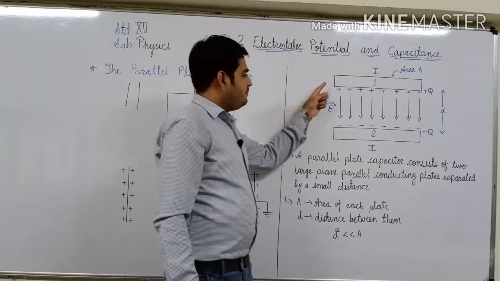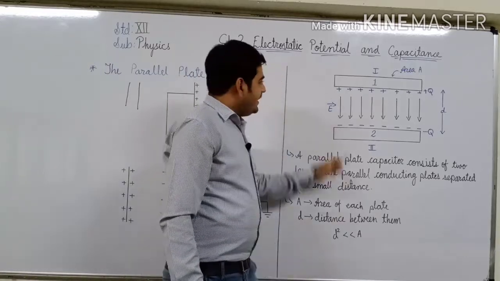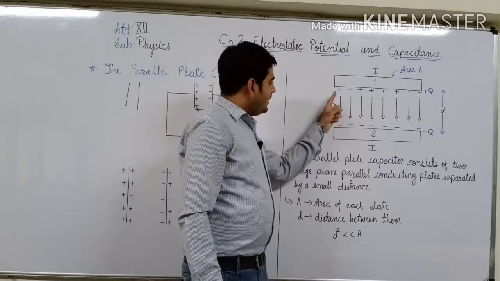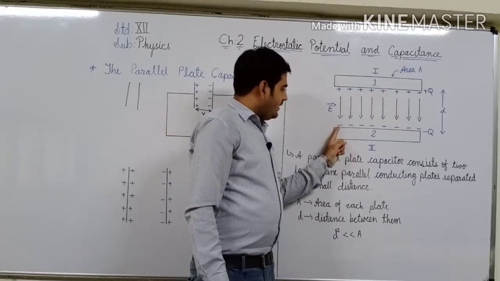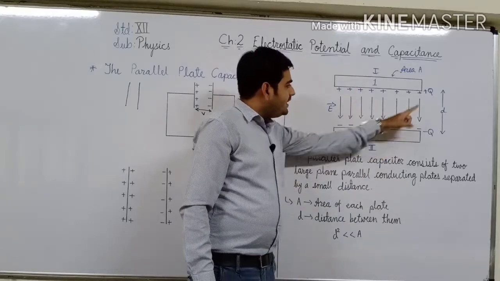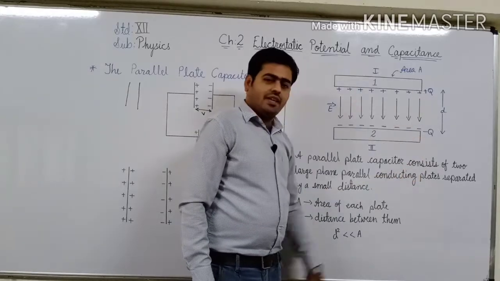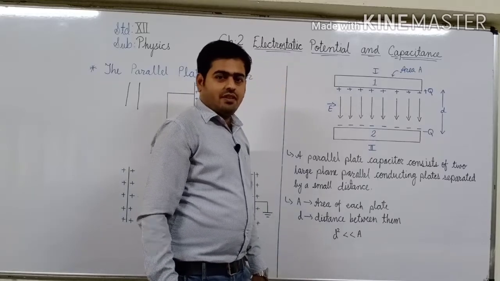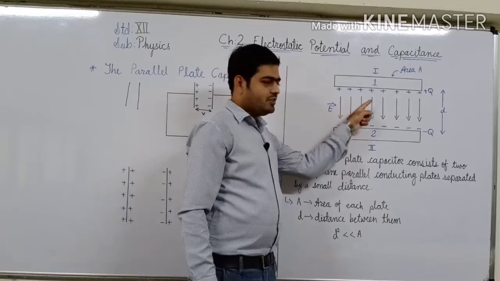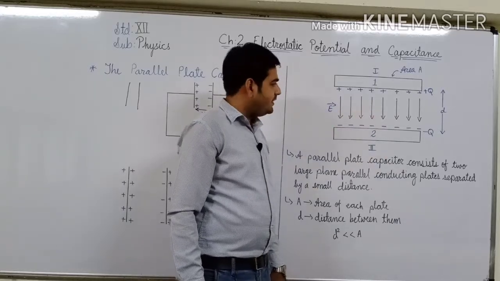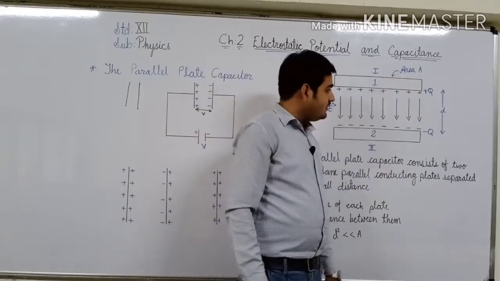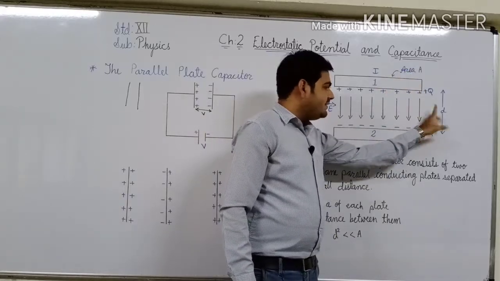Let us start the theory, parallel plate capacitor. Here I have shown two parallel plates, one that is positively charged and second that is negatively charged. Charge on first plate, that is plus Q, and charge on second plate, that is minus Q. We know that direction of electric field is from positive to negative. So here I have shown the direction of electric field. Area of the plate, that is A. Separation between two plates, that is small d.